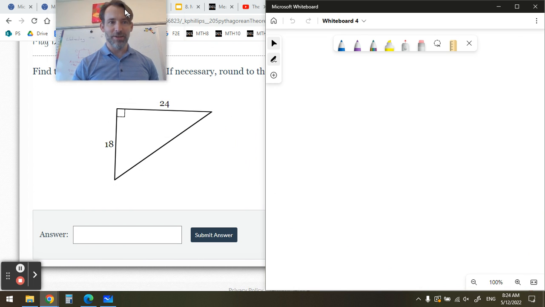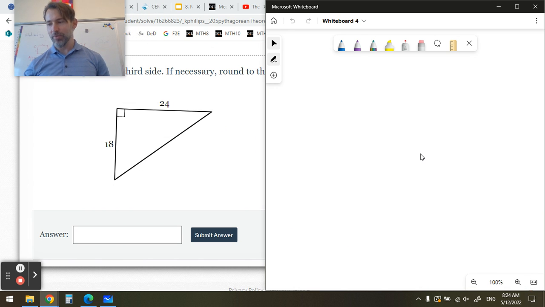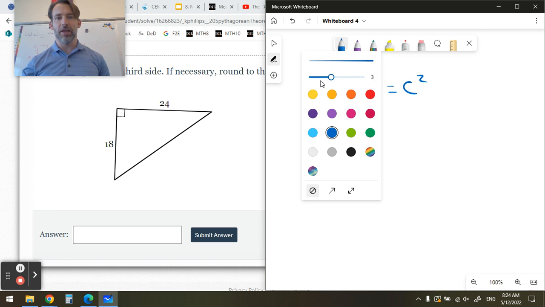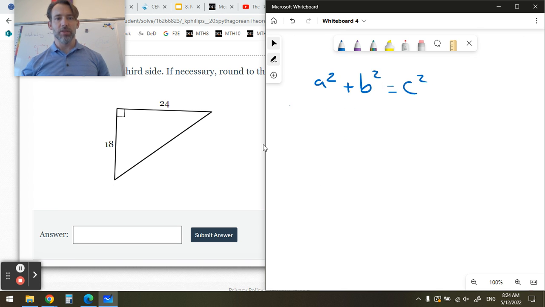So here we go. What you're going to do is always copy down the formula first. A squared plus b squared equals c squared. And then once we've got that, we're going to be able to sub in our unknowns. 18 and 24 are both legs, meaning that they are the shorter sides of the triangle, so they belong with A and B. So with 18 squared plus 24 squared, we'll have our missing side c squared.